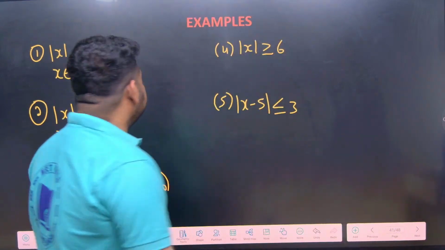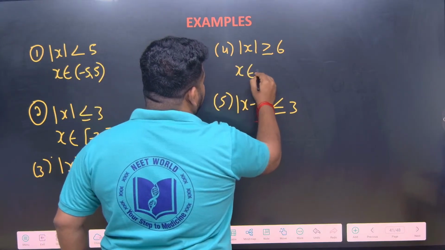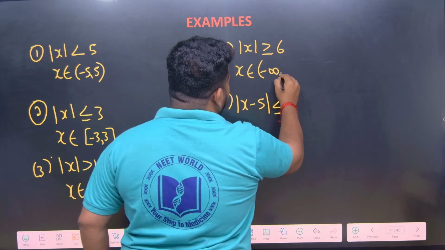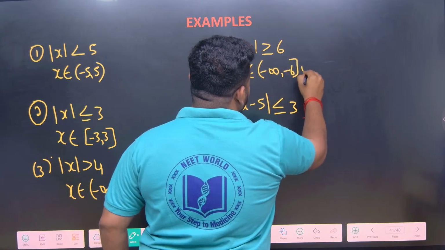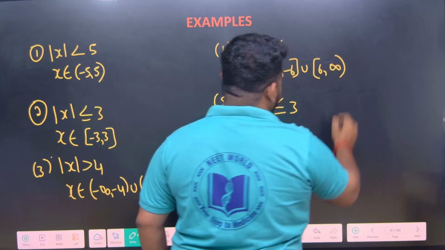So this will become greater than or equal to 6. So you can write it as x belongs to minus infinity comma closed interval minus 6, union closed interval 6 comma infinity. This is what I will be having.